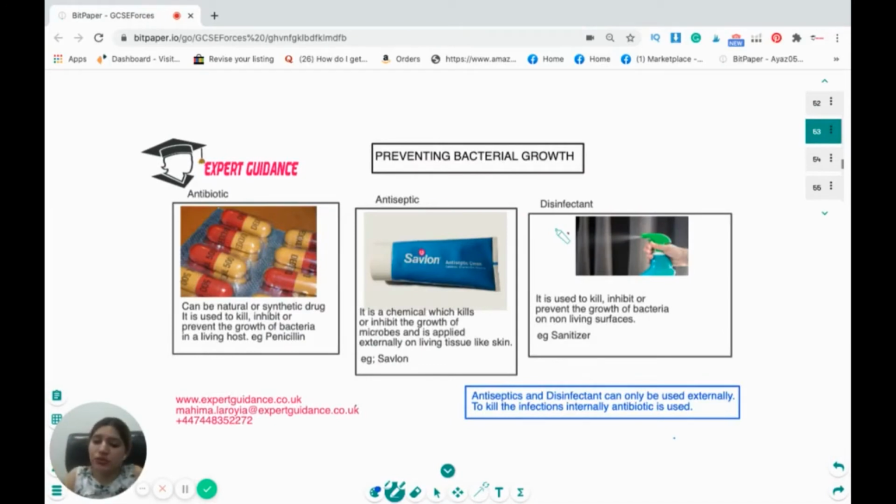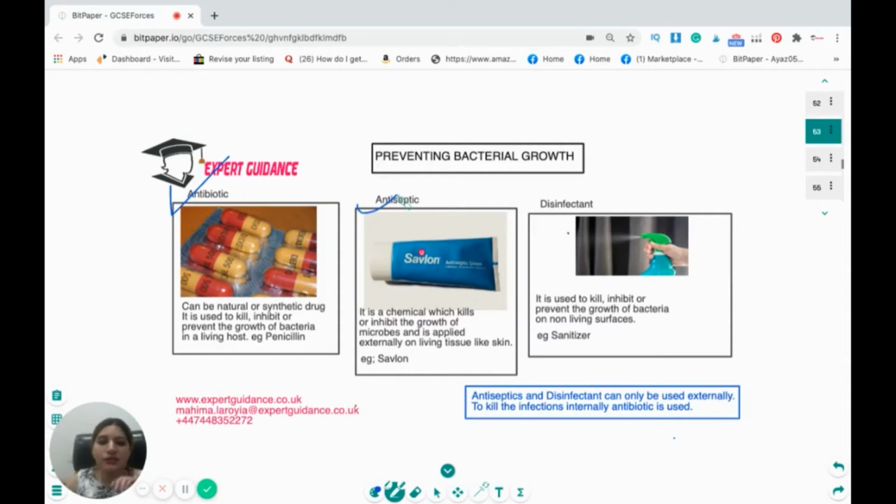Okay, now how do we prevent bacterial growth? This is very important because we know there are a lot of diseases which are caused by bacteria. So it's very important for us to control the growth of bacteria. First, we use the antibiotic. Antibiotics can be natural or synthetic drugs. They are used to kill or prevent the growth of bacteria in a living host. Example, penicillin. Antiseptics like Savlon, Betadine.